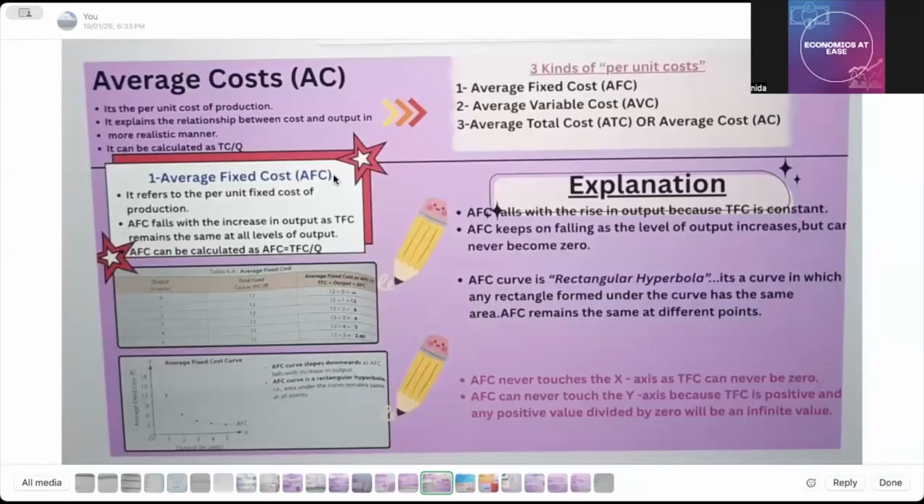Then average cost, meaning of average cost, that is per unit cost. Then AFC, again it is a rectangular hyperbola curve, and the area under the curve remains the same at all points. The main thing is I am making a simpler recap. Then average unit costs are average fixed cost, average variable cost, and average total cost. Then the explanation, the diagram, the table, everything is mentioned here.